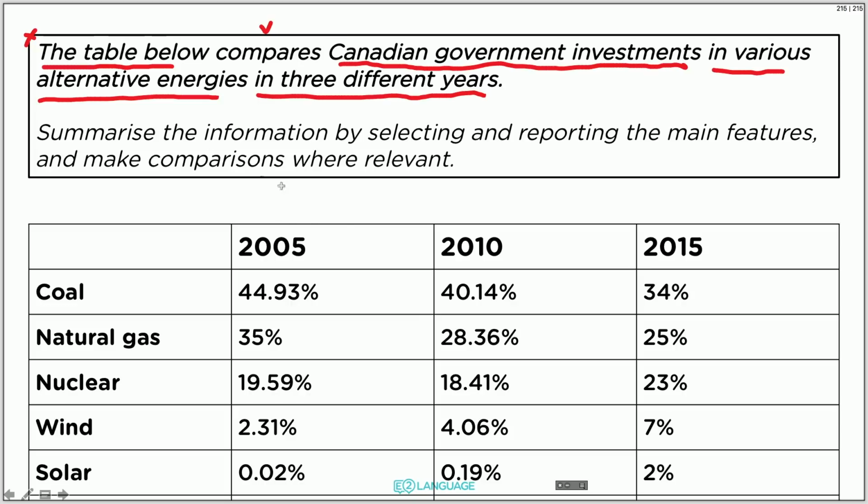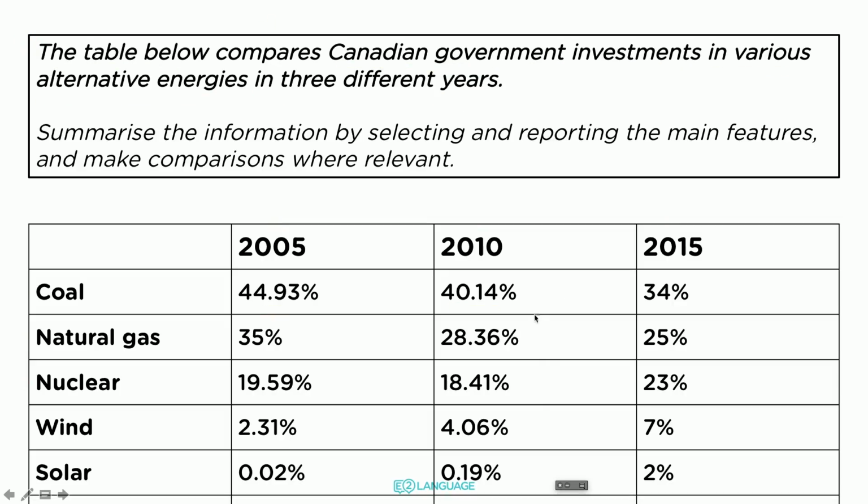So first of all, the table below, well, that's the table here. That's easy. So Canadian government investments, that's not really listed here. Well, actually it is here, 44.93%, 40.14%, etc. In various alternative energies, well, I guess coal and natural gas aren't really alternative, but anyway, let's just leave that. In 3 different years, we've got 2005, 2010, and 2015. Cool. Now we know what we're looking at.